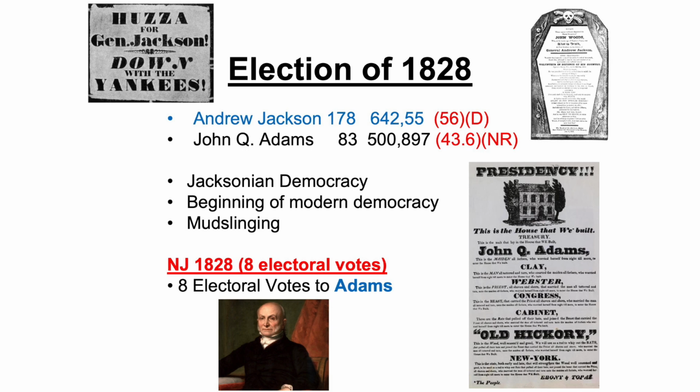The next election is considered one of the first modern elections, where more people were participating, especially Jackson's followers. But it also got particularly ugly, and there was a lot of mudslinging that went along with this. New Jersey went for Adams in this election as well.